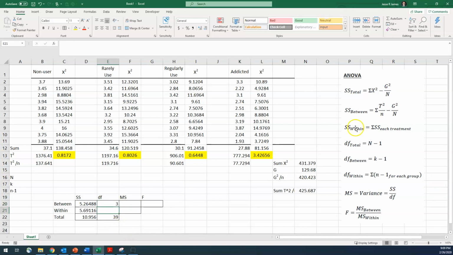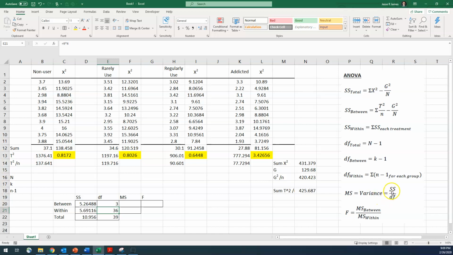And then finally, the degrees of freedom within is the sum of n minus 1 for each group. So n in each group is 10 minus 1. So 10 minus 1 is 9. 10 minus 1 is 9, and 9 and 9. So that equals 9 times 4, or 9 plus 9 plus 9 plus 9. And that's 36.